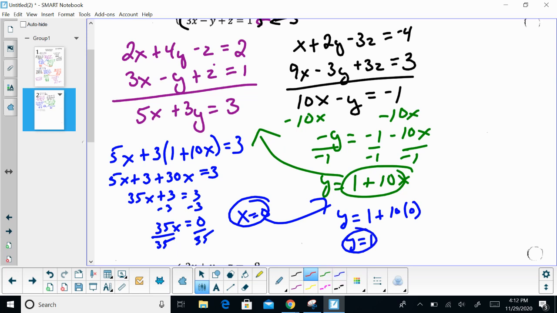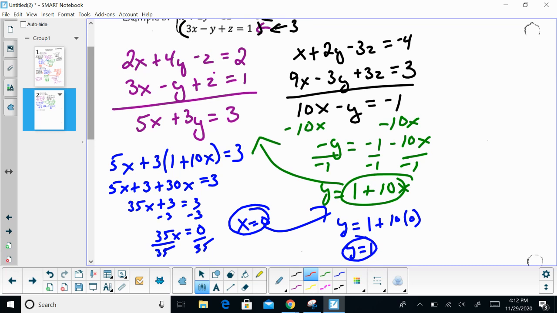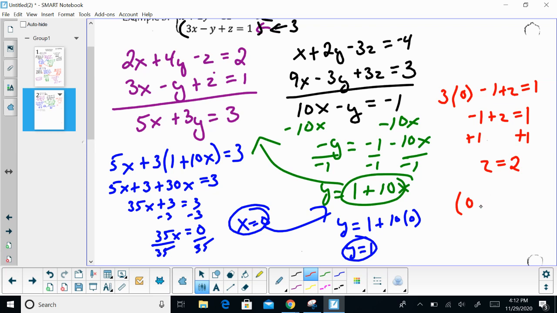So to find my third, I'm going to plug both of these into one of my equations up top. Looking at those equations, I'm going to say let's use the third one. So 3 times x, which is 0, minus y, which is 1, plus z equals 1. 3 times 0 is 0, so I have -1 plus z equals 1. We're going to add 1 to both sides. z equals 2. And my final solution, 0, 1, 2, x, y, z.